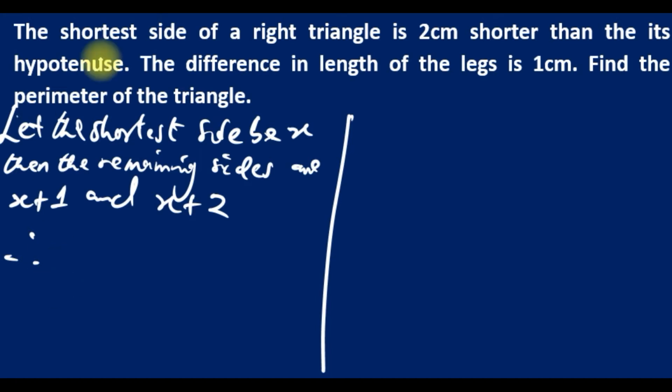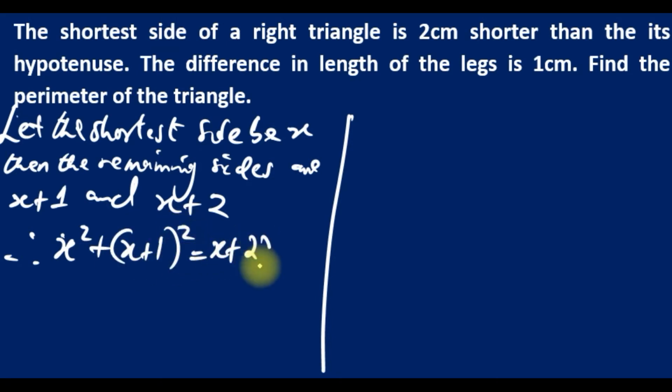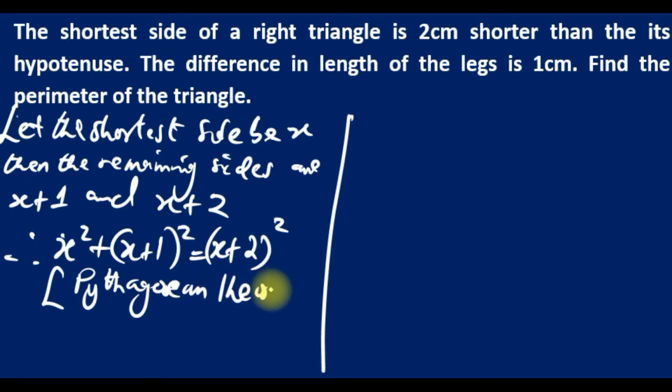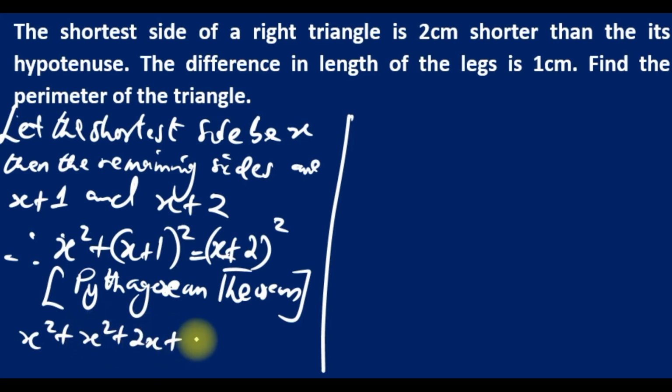Therefore, we apply the Pythagorean theorem here, which is x squared plus (x plus 1) squared must give us (x plus 2) squared, because it's a right angle triangle. So we have x squared plus, expanding this, x squared plus 2x plus 1 equals, expanding this, x squared plus 4x plus 4.